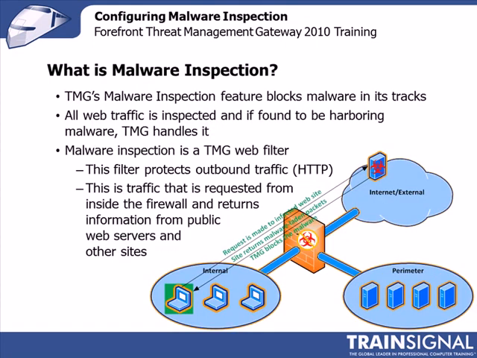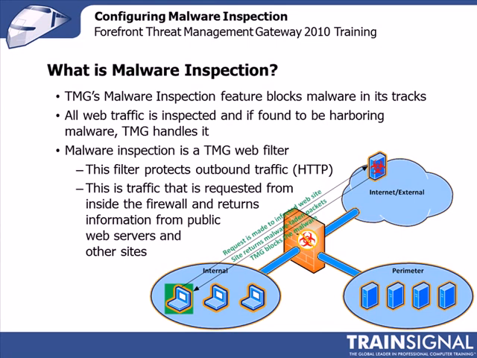Threat Management Gateway's malware inspection feature can block malware in its tracks. All web traffic is inspected, and if found to be harboring malware, Threat Management Gateway handles it by either trying to remove the malware or blocking the transfer completely. Malware inspection is a Threat Management Gateway web filter. This filter protects outbound traffic, which is HTTP-based traffic.